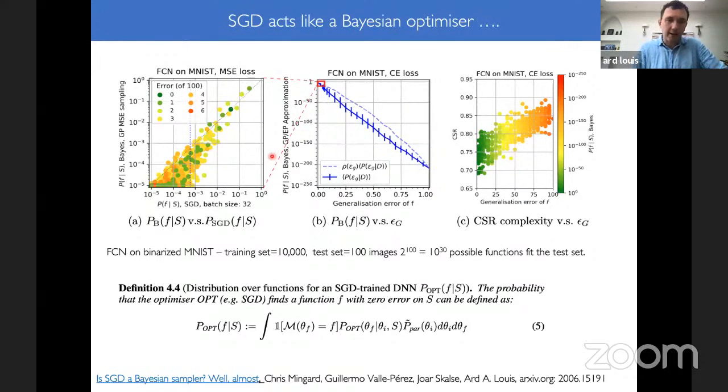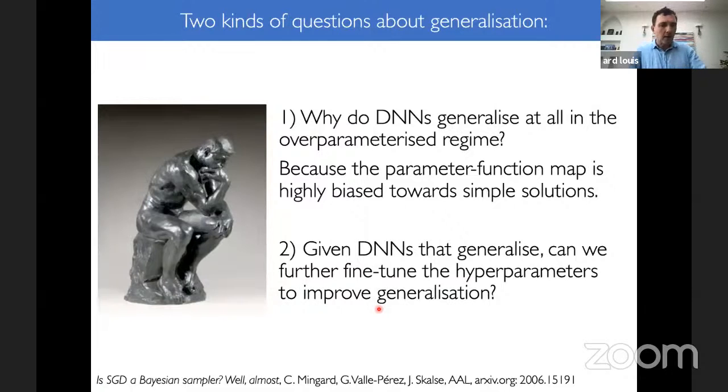And in this last one, I show that there's also a very strong correlation between complexity and probability. So this is telling me that SGD is very closely correlated with the parameter-function map. How likely am I to get a certain function is given by how likely SGD maps to that. So what am I arguing now? I'm saying, why do neural networks generalize at all in the overparameterized regime? Why can Fermi and von Neumann be ignored in this particular case? Well, it's because the parameter-function map is highly biased towards simple solutions, and SGD is following that.